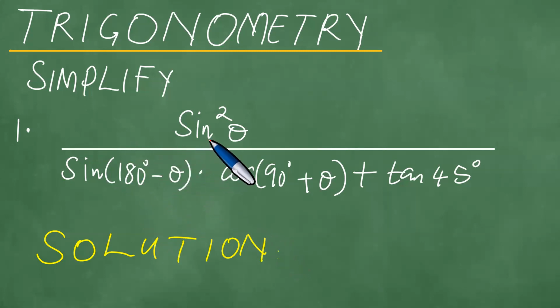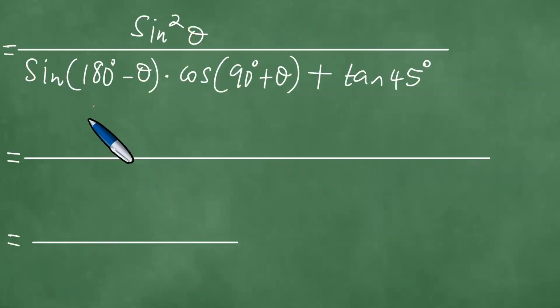If you need to simplify sine squared of theta divided by the sine of 180 degrees minus theta times the cosine of 90 degrees plus theta plus the tangent of 45 degrees, we look at the solution to this in a step-by-step fashion as follows. Okay, if you have this particular question, what do we do?